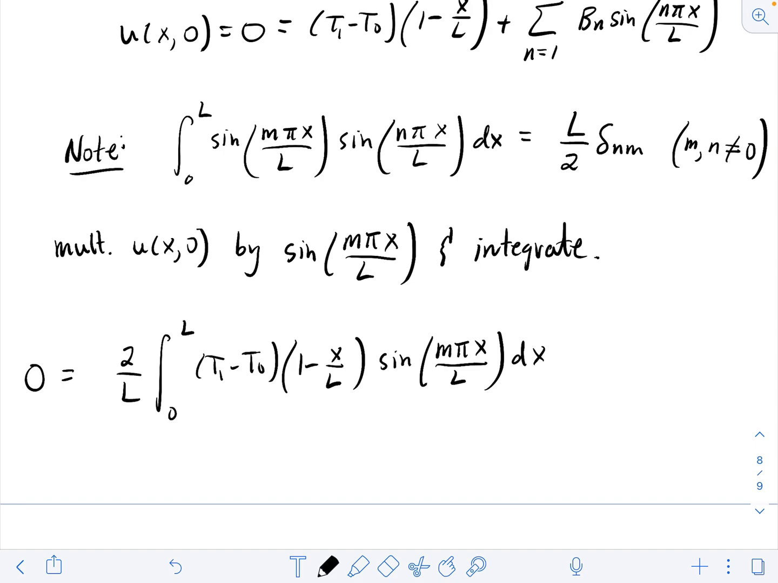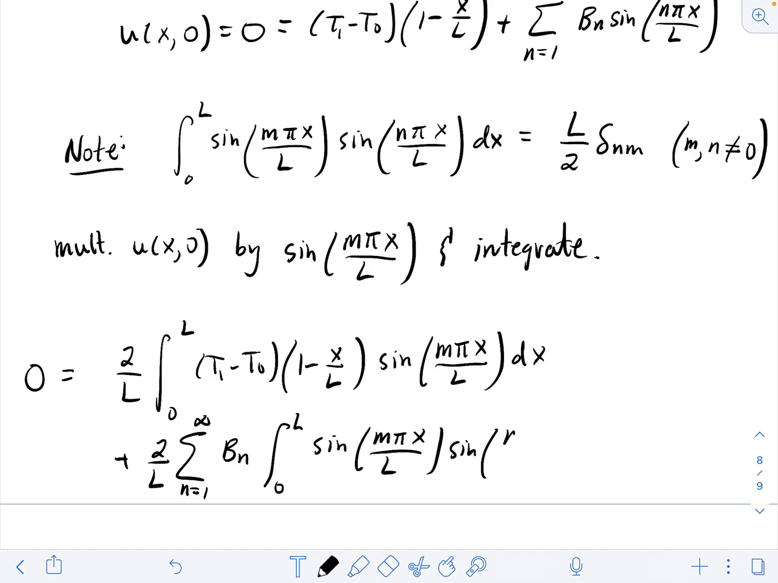We still have the other one to do, and so we'll have a plus 2 over L, and then we have a sum, n equals 1 to infinity, bn, and the integral 0 to L of sine m pi x over L sine n pi x over L dx.